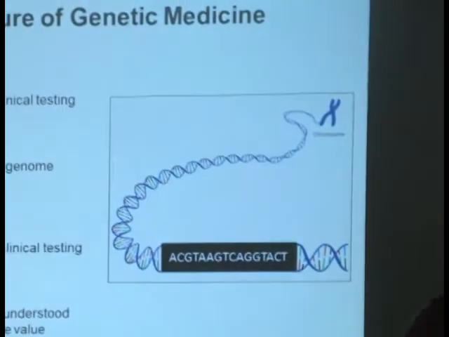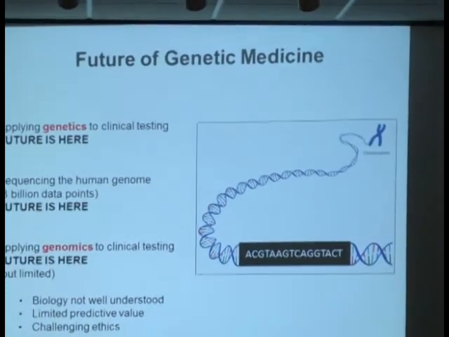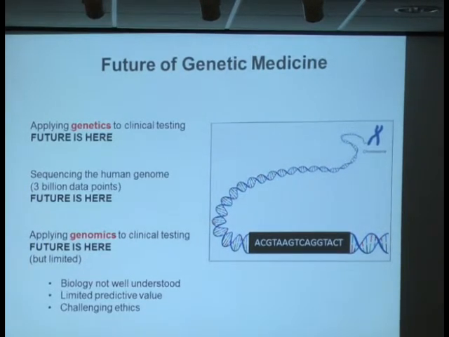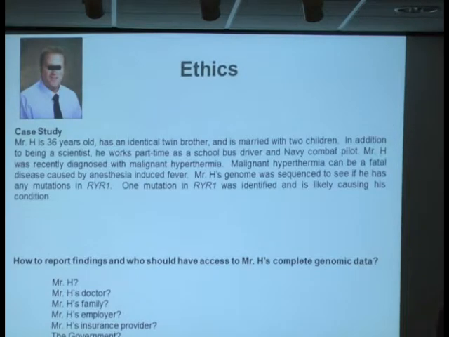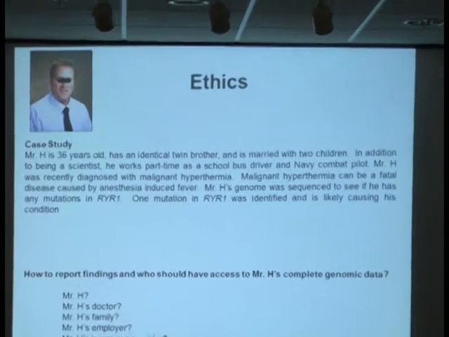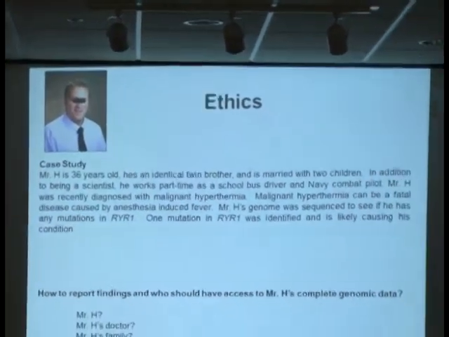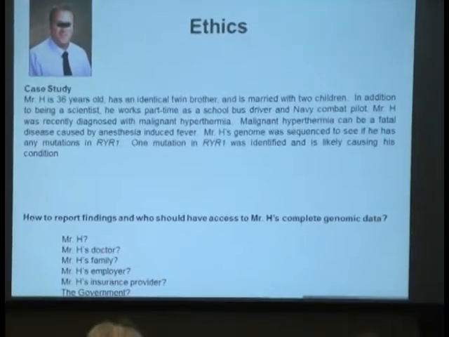Now, one of the challenges, again, in addition to trying to understand the biology and the predictive value of some of this information, is that there are also a lot of ethical issues in translating this information and understanding how to use it. So here's our volunteer again. And not all of this is going to be true, but I hope that it's going to show a point. So this is Mr. H. He's 36 years old. He has an identical twin brother and is married with 2 children. In addition to being a scientist, he works part-time as a school bus driver and Navy combat pilot.